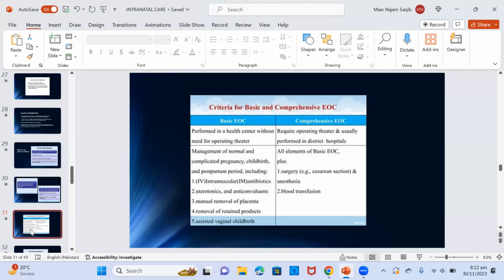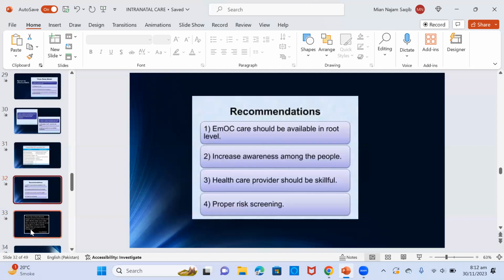And then comprehensive includes all elements of basic EmOC plus surgery, which is cesarean section and anesthesia, as well as blood transfusions. Recommendations. EmOC should be available at root level, increase awareness amongst people. Healthcare providers should be skillful. And number 4, proper screening should be provided.